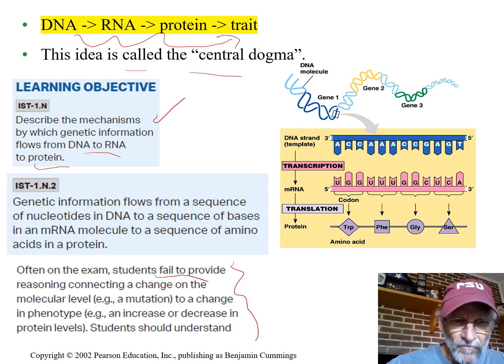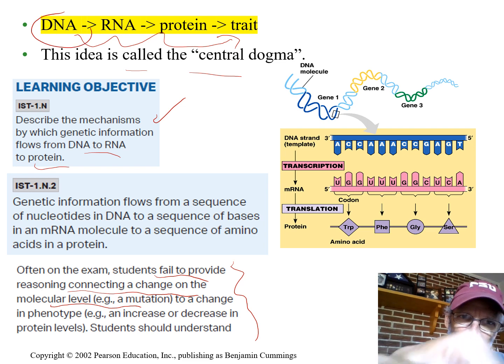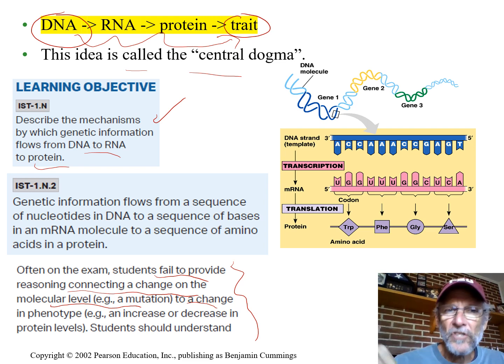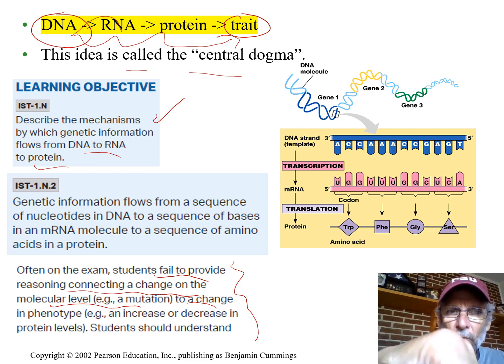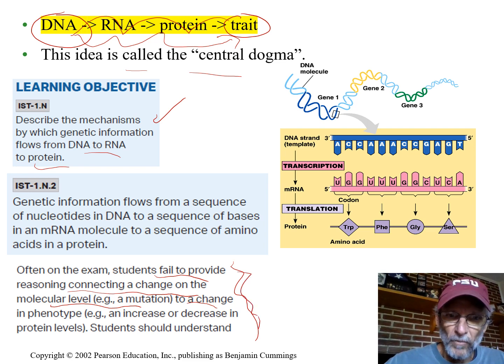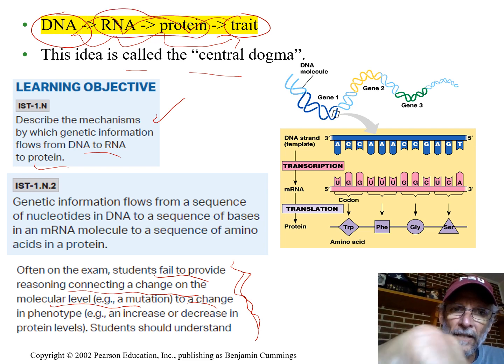Students failed to provide reasoning connecting a change on the molecular level, change in DNA is what they're talking about, to a change in phenotype. That's what trait is. They're saying that you're not doing a great job making this connection, which is pretty easy. So do a great job, right? This is all about the central dogma, right? So anyway, talk about genes causing traits, and you skip the middle part, and that's what they're trying to tell you here.